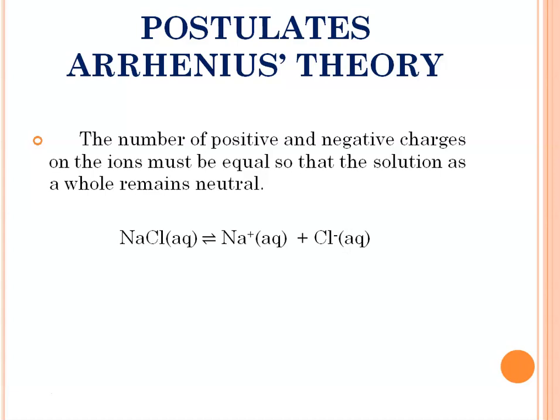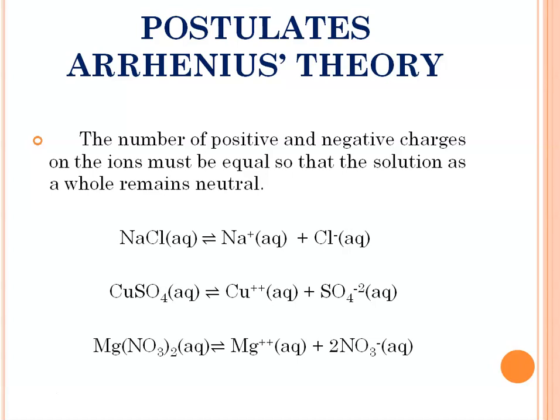Sodium chloride when dissolved in water gives sodium ions and chloride ions. Sodium ions have a charge of +1. Chloride ions have a charge of -1. The net charge is 0 and hence the solution is neutral. If you have a solution of copper sulfate, the copper ions have a charge of +2. The sulfate ions have a charge of -2. The net charge is 0 and the solution is neutral.